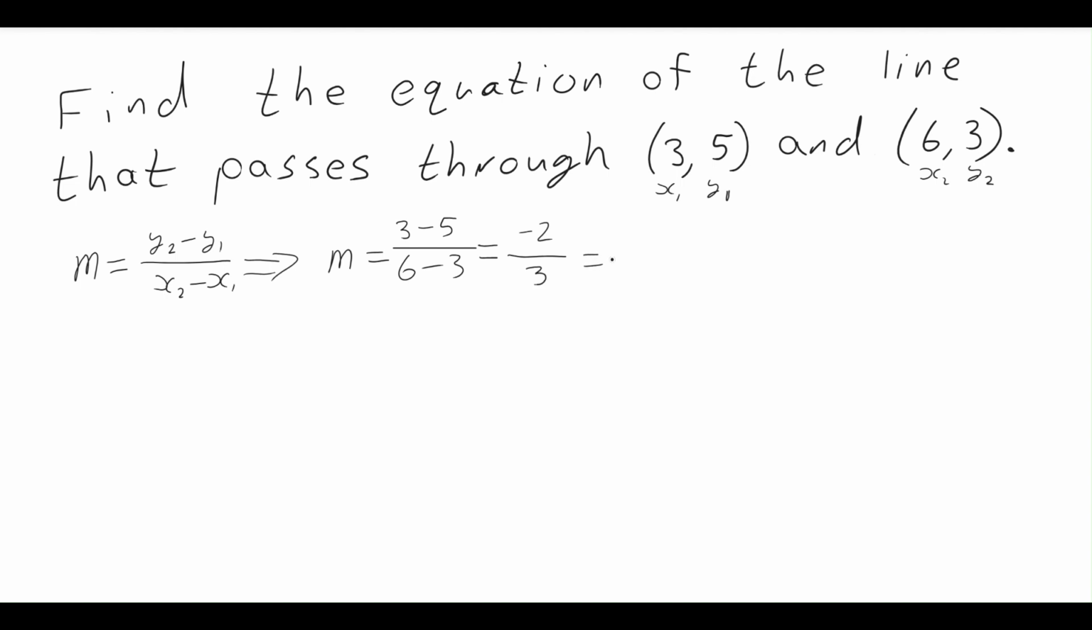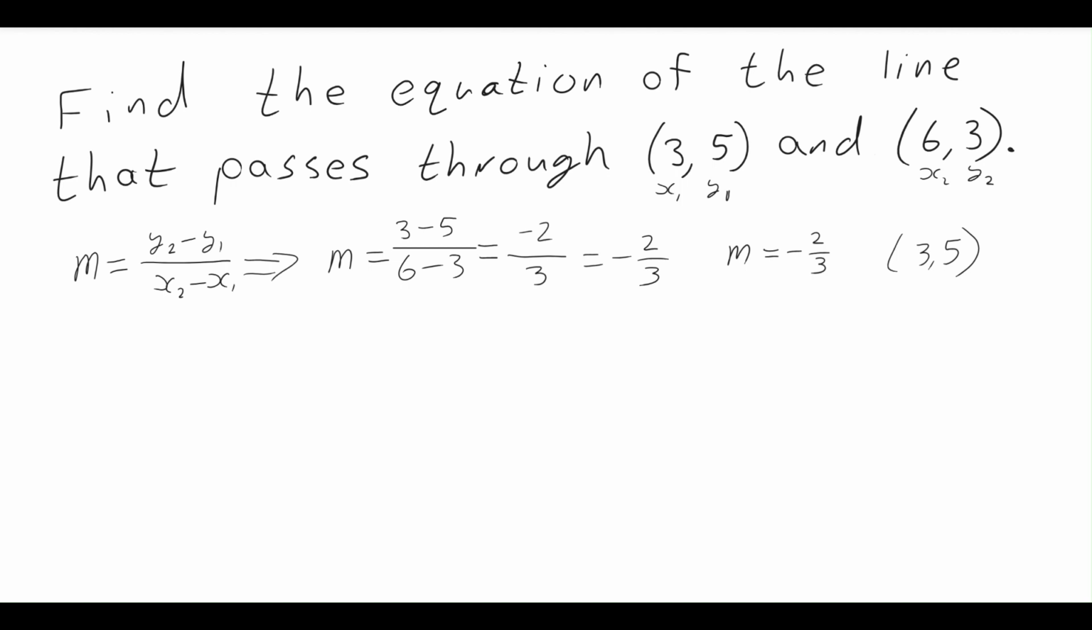So here we get negative 2/3. So I'm going to just make a note here that m is negative 2/3. And now I need to pick one of my 2 points. And it doesn't matter which of the 2 I pick. I'm going to stick with the one I labeled x1, y1, but you could pick (6, 3) as well. So our point is (3, 5).